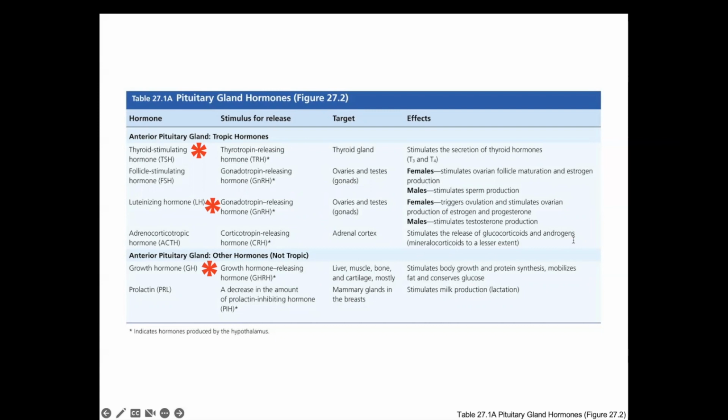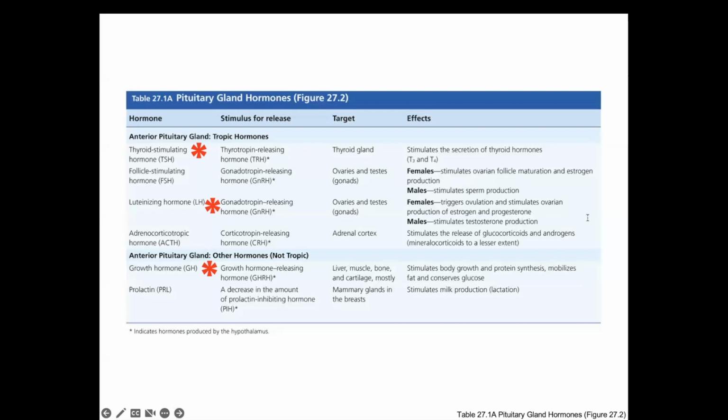These first six hormones are all hormones that are released by the anterior pituitary gland. Four of these hormones are tropic hormones. Those are the thyroid stimulating hormone, follicle stimulating hormone, luteinizing hormone, and adrenocorticotropic hormone. The last two hormones on this chart are non-tropic hormones, and they are growth hormone and prolactin.